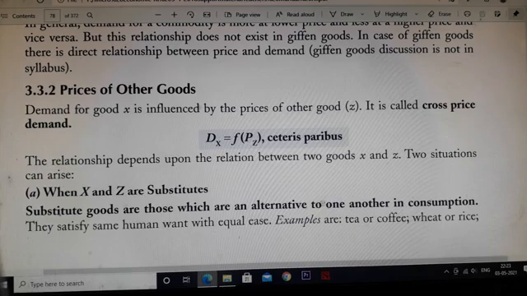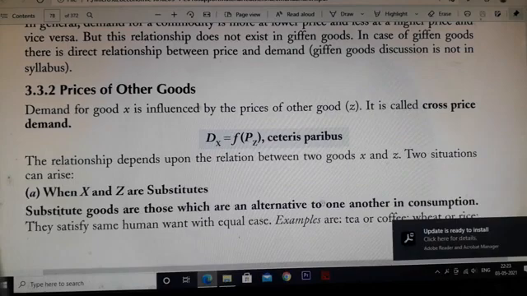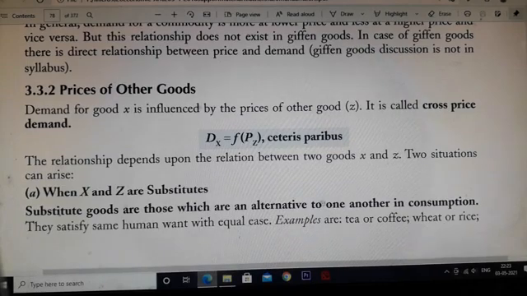So another example I can give you about substitute goods are like Coca-Cola and Pepsi. If you have the habit of drinking Coca-Cola and supposing you do not get Coke, right, in a particular restaurant or in a particular shop, then you definitely can use Pepsi in place of Coca-Cola. So that is what is a substitute goods. Okay, now I'll explain it to you through the diagram, and it is a very important concept.